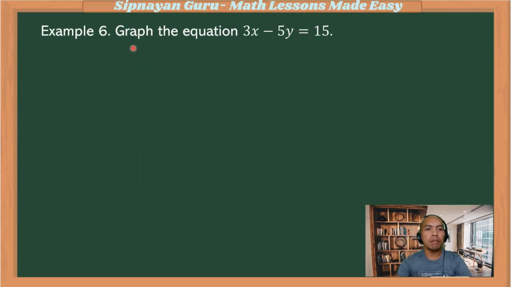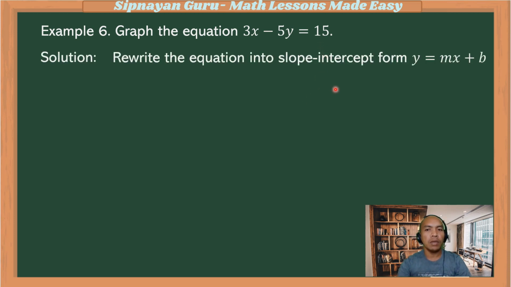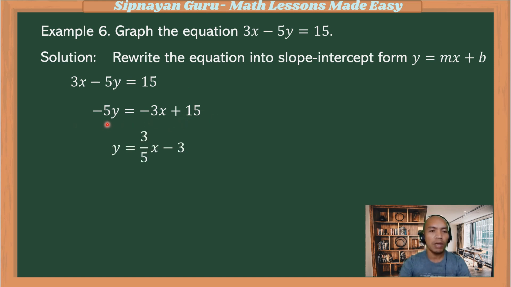Let's try example number 6. Graph the equation 3x minus 5y equals 15. So again, we are going to translate this equation into slope-intercept form or the y form. So 3x minus 5y equals 15. Transpose 3x to the other side. That will turn to -3x. Divide both sides of the equation by -5, the coefficient of y.